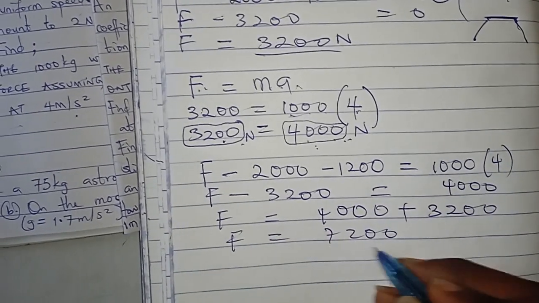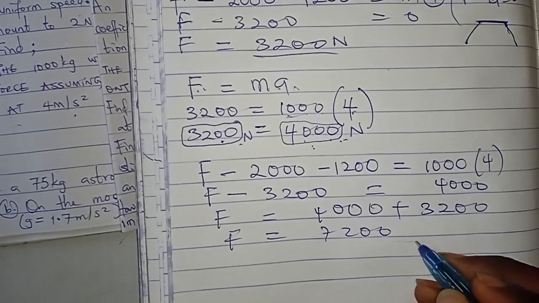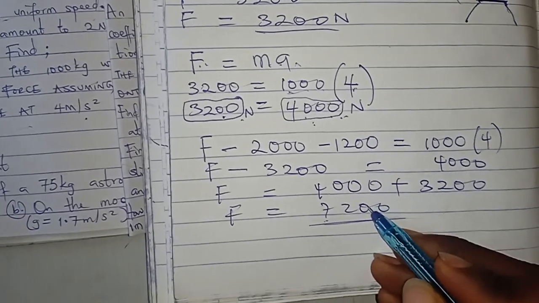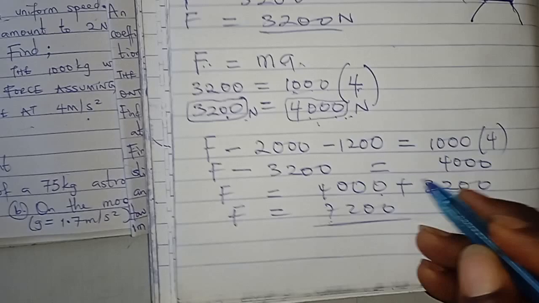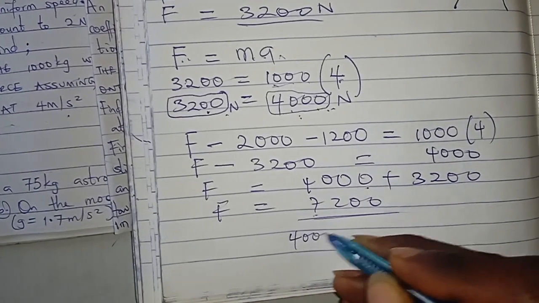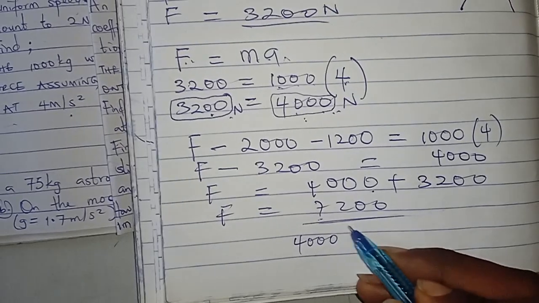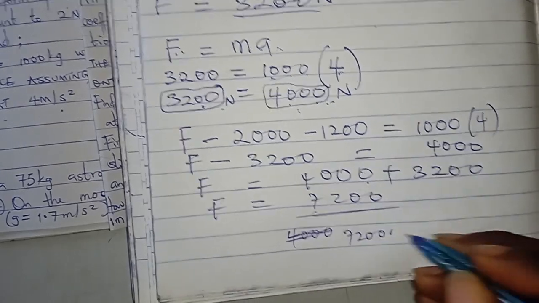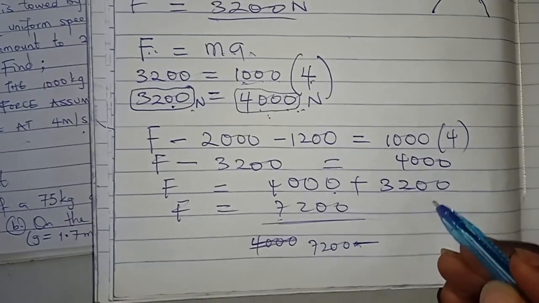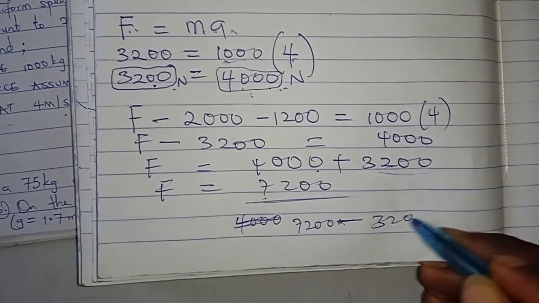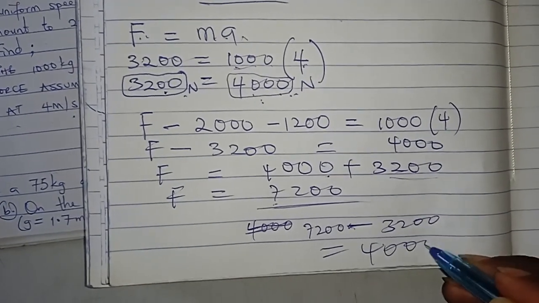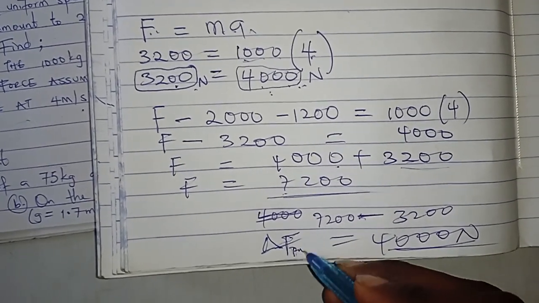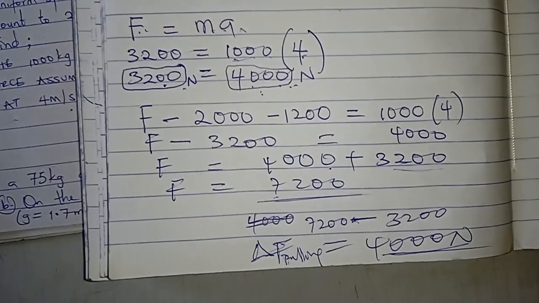And this thing is confusing. So what we simply do is, when you get 7,200 now, you ask yourself the change. Since you now have 7,200, minus the pulling force from before, because we know that pulling force is 3,200, it still gives you 4,000 Newton. So this is the change in pulling force. That is it. All right.